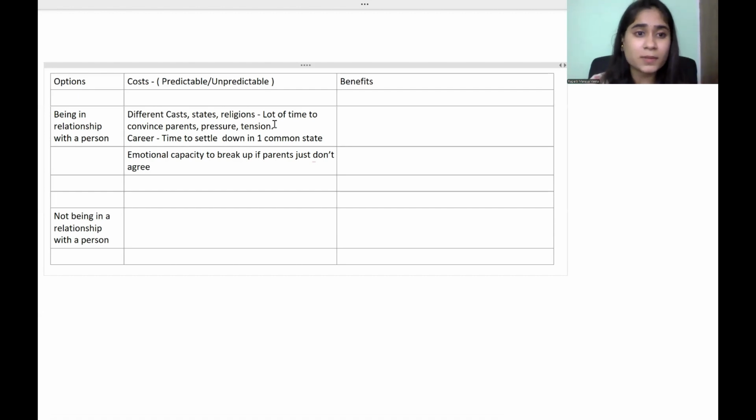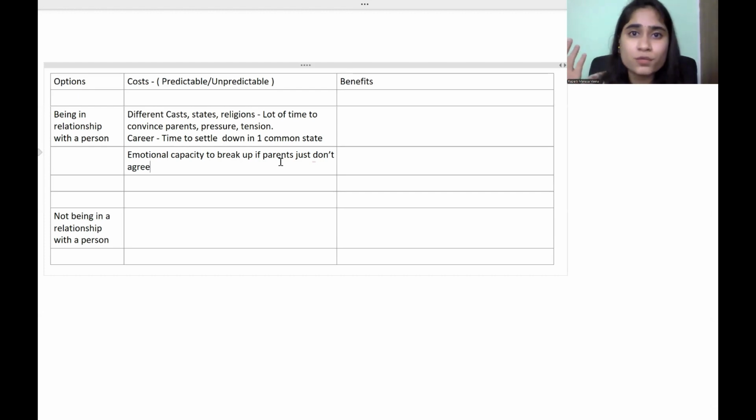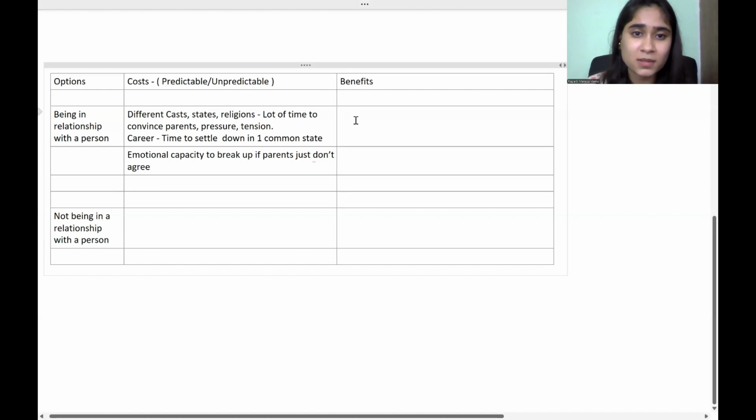That is one of the unpredictable costs, right? You think that one of the families will agree, but maybe after 2-3 years both the parents from both the families do not agree, and then you have to break up eventually. Do you have the emotional capacity to break up and to look for another person and get married to that person? What is the benefit if you're able to handle the predictable cost?